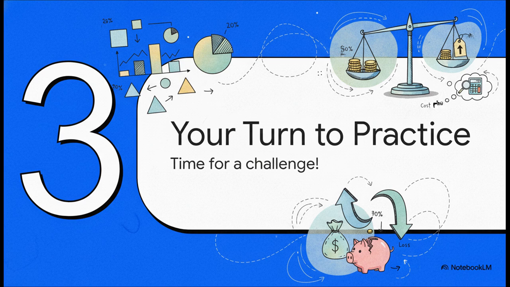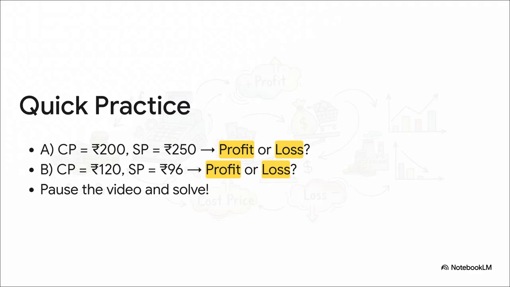All right, you've watched me do a couple of these now. I think you are totally ready to try it yourself. So, it's your turn. Time for a quick little challenge to test what you've learned. Okay, I've got two problems on the screen for you. For A, the cost price is 200 and the selling price is 250. For B, the cost price is 120 and the selling price is 96.